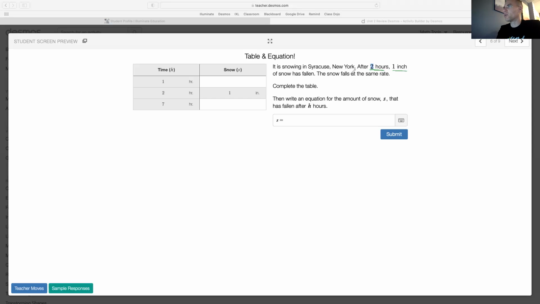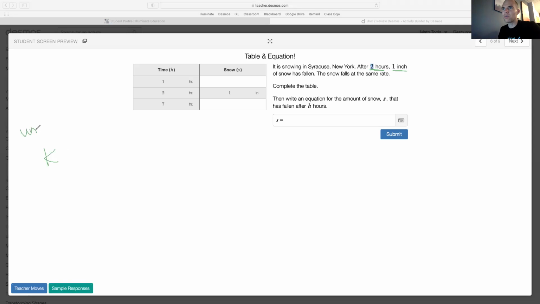Okay, so it says the snow falls at the same rate all the time. So it's not like coming down really hard for a little while and then like drizzling for a little while. It's like steady the whole time. That's what we need for proportional relationships. If it didn't do that, then we wouldn't really have a proportional thing going on. All right, so it wants us to complete the table. Well, I could find the constant of proportionality for this table. I think that's always the first thing you should do.